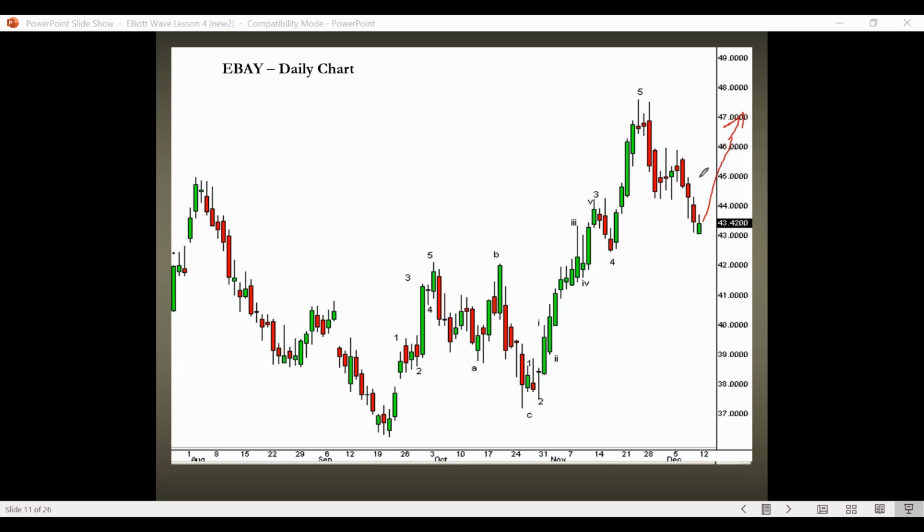Now, one thing you could also do with wave rules is you could say, okay, if we are going down and this is actually heading lower from here, then this is probably wave 1, wave 2, we're probably in wave 3.